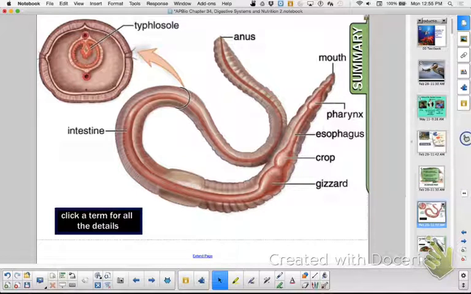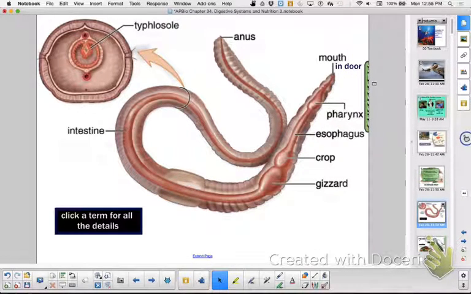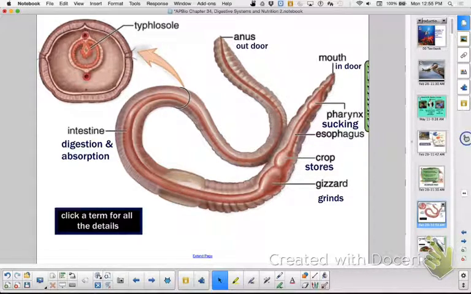So here, let's see if I have things. Yes, sorry about that. Your mouth is your indoor. Your pharynx is sucking the nutrients in, and your crop would be similar to our stomach. It's for storage. The gizzard grinds the food. There could be stones in there, mechanically breaking that food down into smaller chunks that enzymes could then work on. Your intestines are for chemical digestion and absorption, and then the anus would be your outdoor.